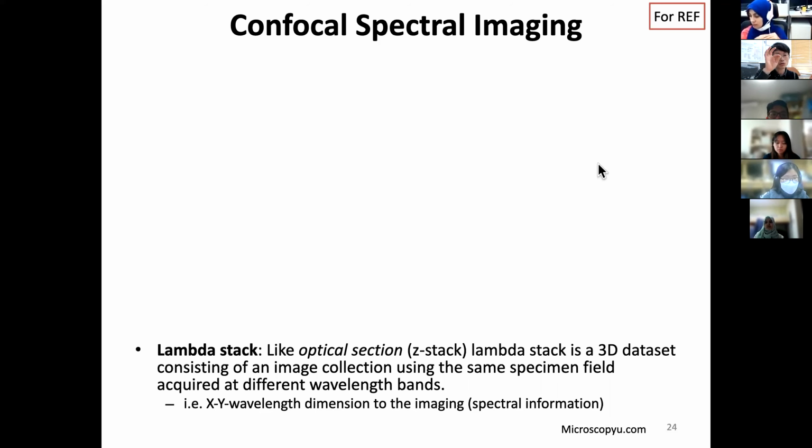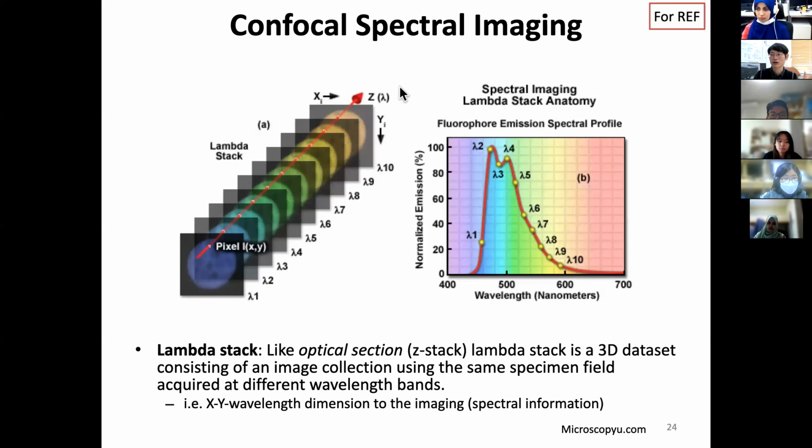Okay, confocal is a one-point detection. Why don't we send the light from that point to a prism, and then measure the spectrum of each point? Then you are adding one more dimension: not only X, Y, Z, but a lambda dimension. So it's multi-dimensional, and we call it spectral imaging.